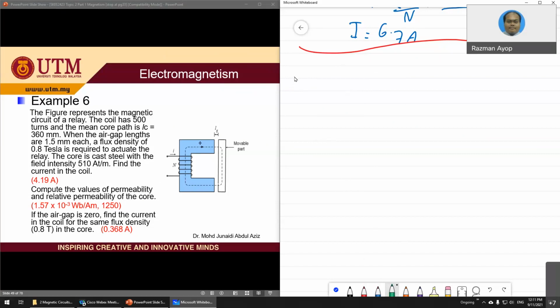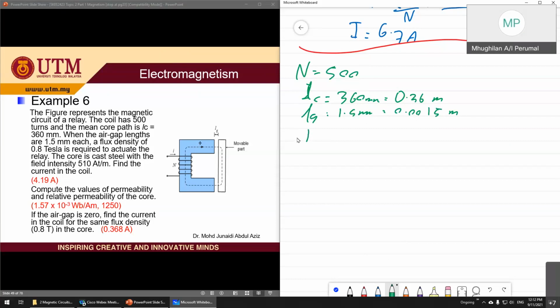N is equal to 500. And then the mean core part, this one is already given: lc, 360 millimeter, equals 0.36 meter. And then this one is L. Lg is equal to 1.5 mm, equals 0.0015 meter. Next, flux density is 0.8.